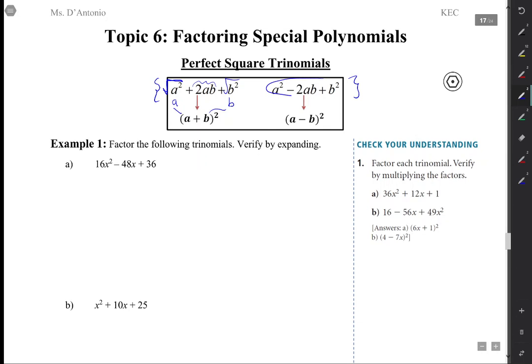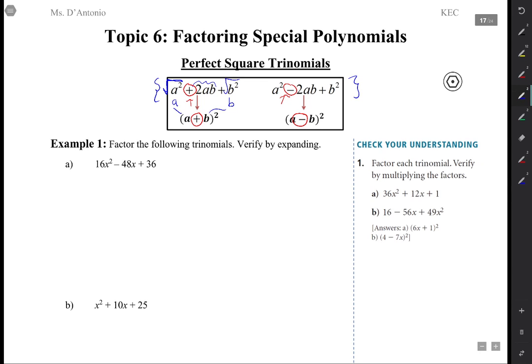This formula over here is basically the same thing, except this sign right here is different than this one here. So when you're given a trinomial and you recognize that it's a perfect square trinomial, also take a look at this sign here, because that sign determines what sign will be in here when you factor it. So let's look at example 1 and break this down.